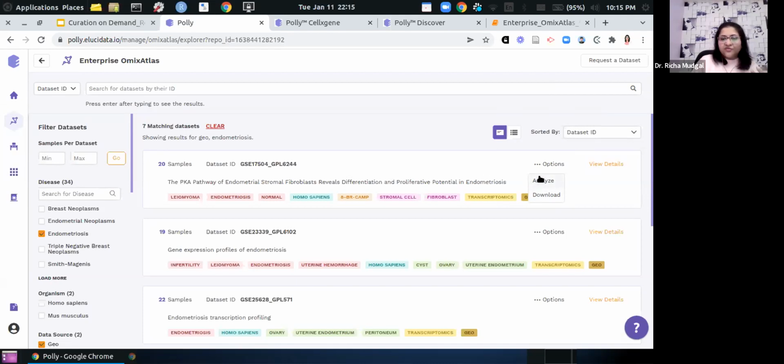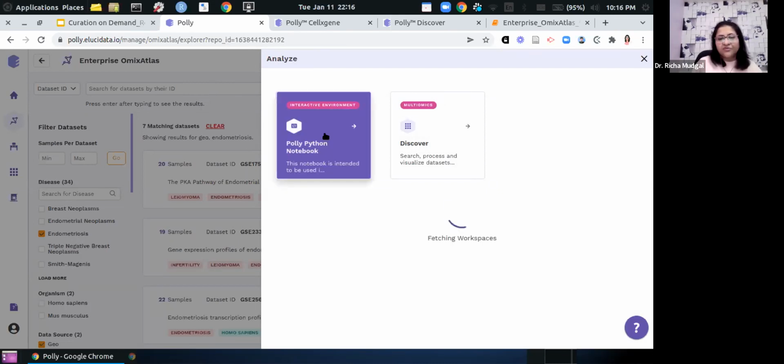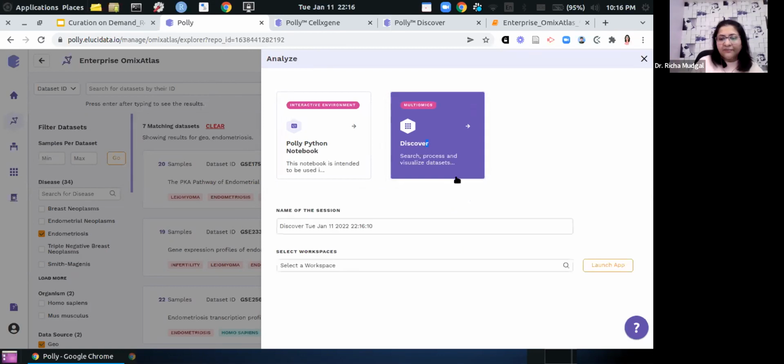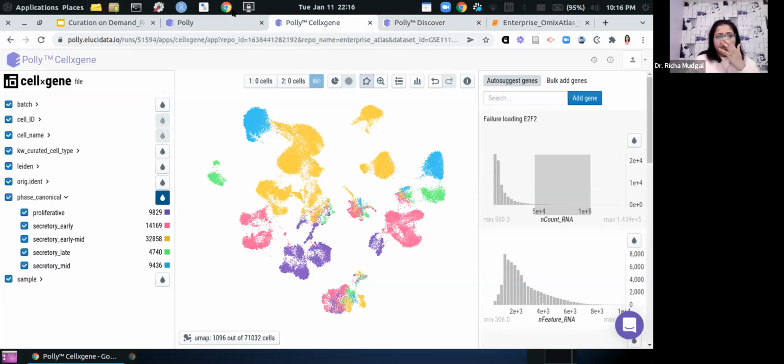And if you prefer to analyze the data set, again, we have different examples here. Since this is transcriptomics data, you can open this in a Polyglot Python notebook, which gives you a notebook code base. Or you could also open it in an application that we have developed for you to explore these. For the interest of time, I've already opened them in the sites here.